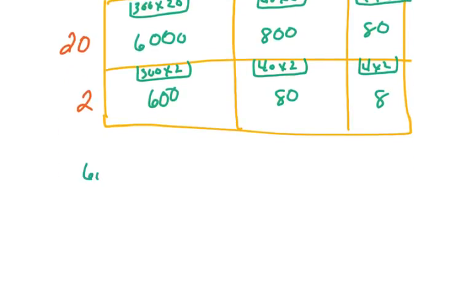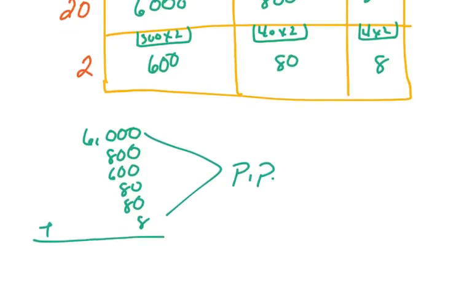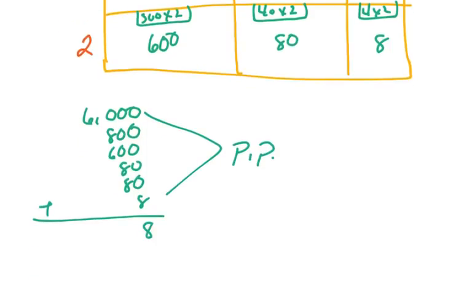So 6,000, 800, 600, 80, 80, and 8. So I add up my partial products. That's 8, 16, regroup, 15, comma, regroup, 7, and my final product is 7,568.